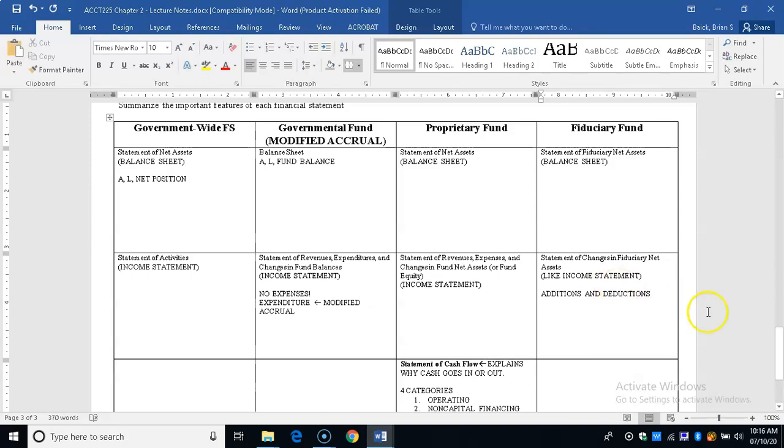Okay, so Chapter 2 is relatively straightforward. Just make sure for Chapter 2 you know the difference between blending and discrete presentation. That just means making a new column or not. And then also know that you have these different sets of financial statements.